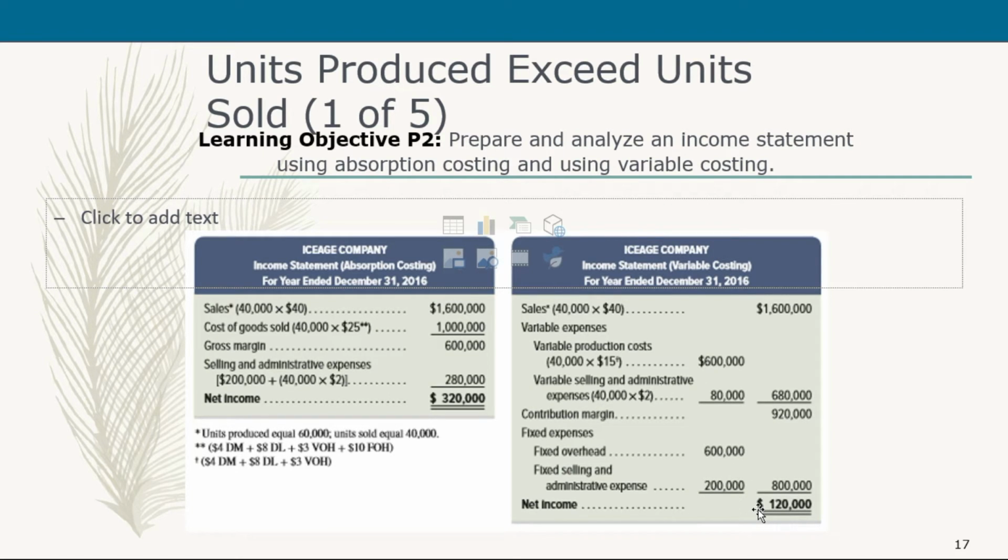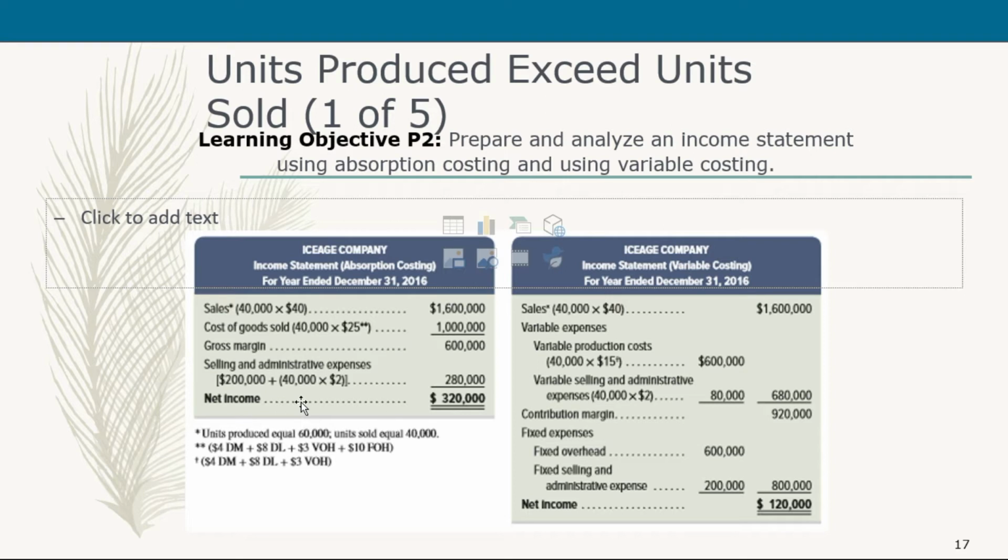So what happened? Why is the net income under each costing method different? As you can see, since your units produced exceeds your units sold, we can assume under absorption costing that the portion of your fixed overhead cost pertaining to your unsold goods is now part of your inventory. So what happens if it is part of your inventory? Your inventory will be overstated, and what will happen to your cost of goods sold?